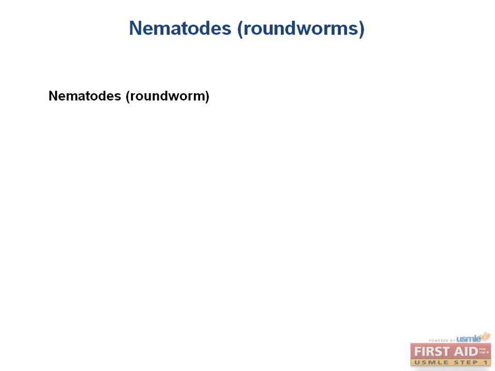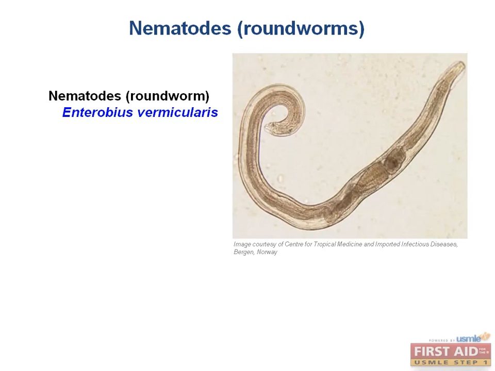Enterobius vermicularis, also known as pinworm, is a small nematode about 1 centimeter long. Enterobius infection is the most common helminth infection of the United States, which means one thing: it's really likely to show up on your boards. Here's a micrograph just to show you what they look like. You might see this on your exam as a part of a question stem.